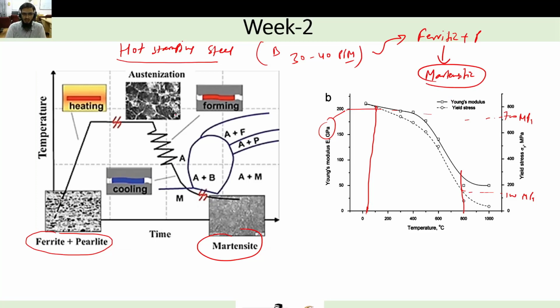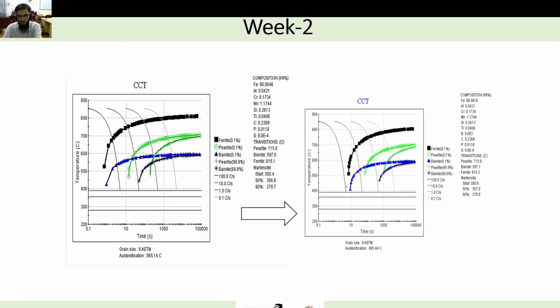So that's how you can play with the heat treatment cycle to get a good combination of ductility as well as strength. This we already saw in our last class, that by adding boron. So this diagram is with the addition of boron into your composition.